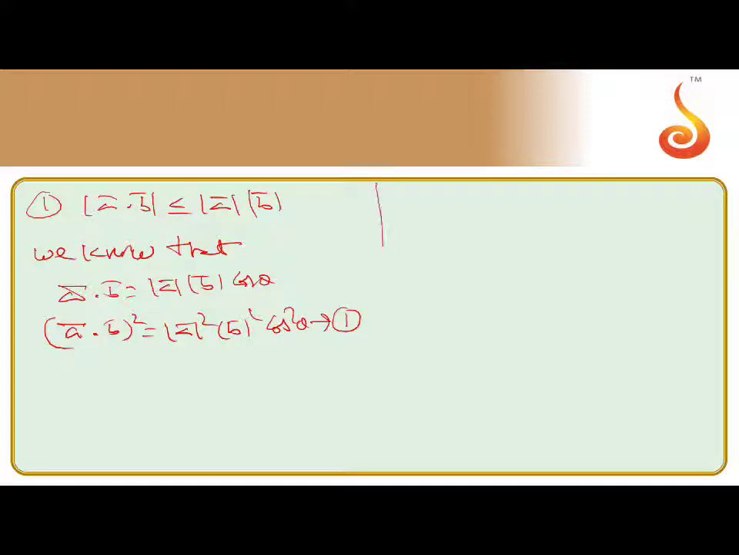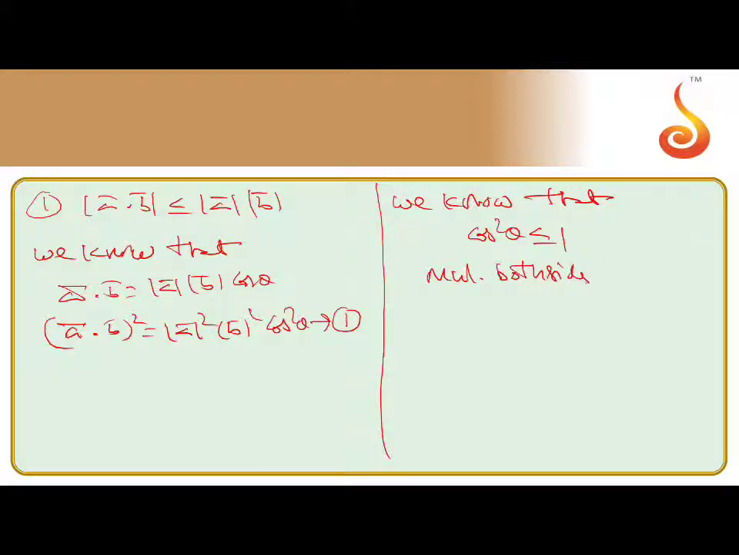So let us go for general trigonometry. We know that cos square theta is less than or equal to 1. Then multiply both sides by magnitude of a square into magnitude of b square. If you multiply by a positive quantity, the inequality does not change. The left side is magnitude of a square, magnitude of b square, cos square theta, which is less than or equal to magnitude of a square into magnitude of b square.